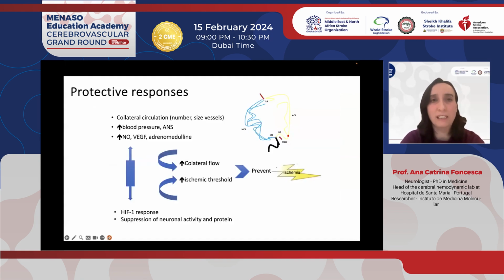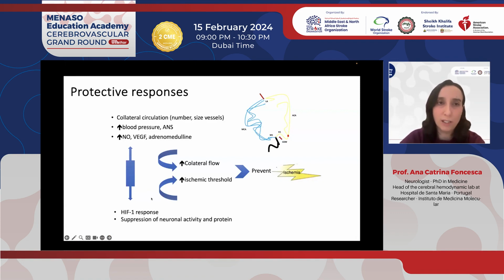Well, we know that there are some protective responses, and we know that the collateral circulation, the increase in blood pressure, the activation of the autonomic nervous system, the increase in nitric oxide and vascular endothelial growth factor and adrenomedullin help us to support or increase the time that we undergo ischemia. Also, the hypoxia-inducible factor 1 response and suppression of neuronal activity and protein synthesis also help us to increase the ischemic threshold. And these two things used together, increasing collateral flow and increasing the ischemic threshold, help us to prevent ischemia.